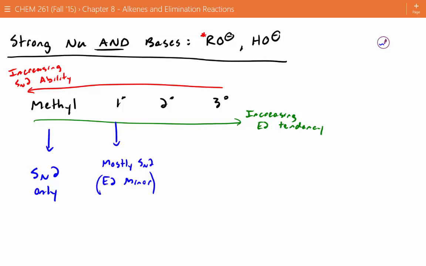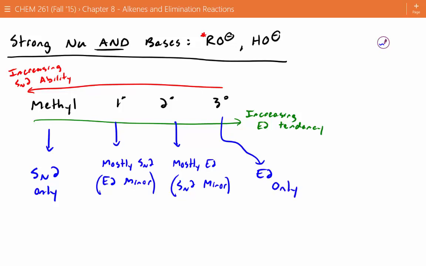What do you think happens with secondary carbons? Mostly E2. Yeah, mostly E2. And these are mixes, right? Yeah, exactly. So we're going to get a mixture of products. And then SN2 is going to be our minor product. And then what do you think about with tertiary carbons? Only E2. Nucleophile just can't reach into a tertiary carbon, so this will be E2 only.